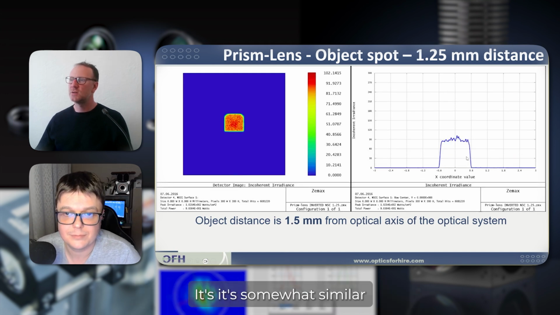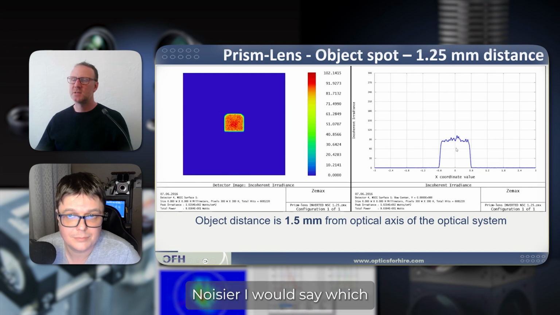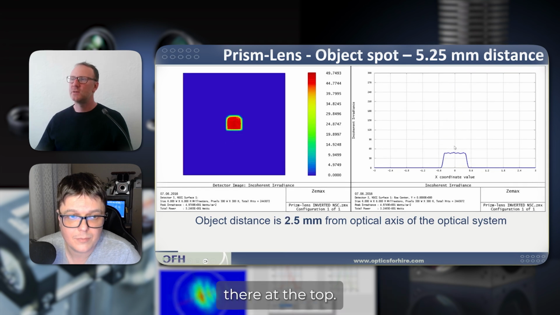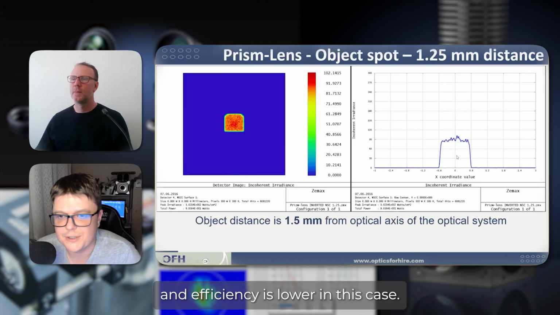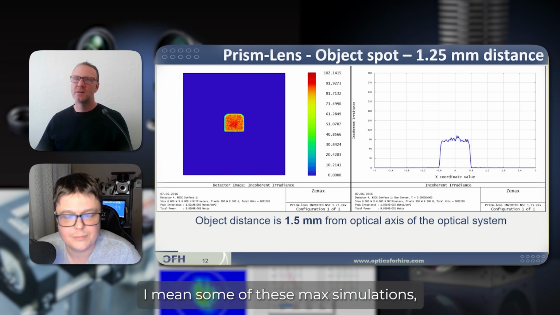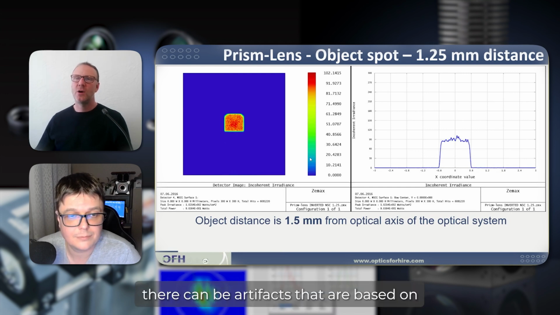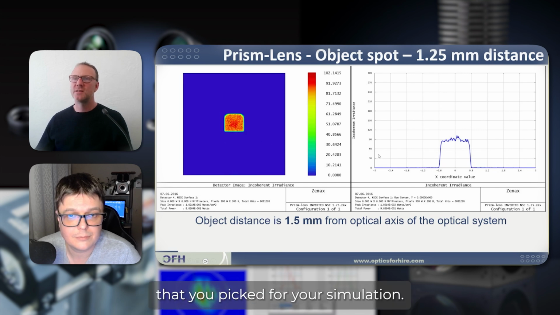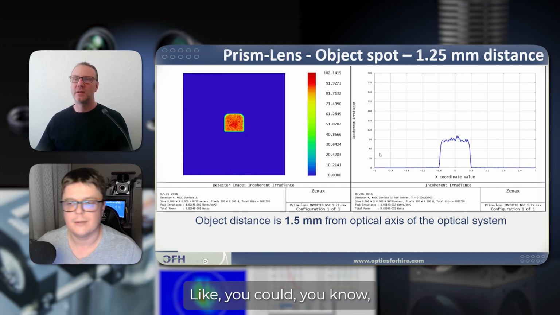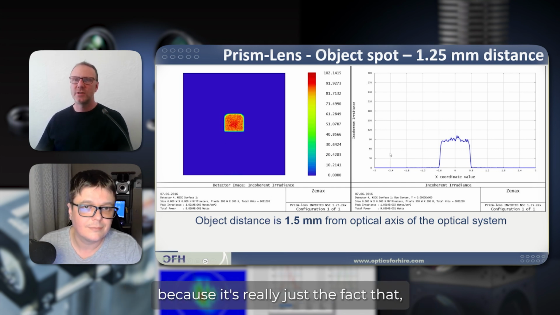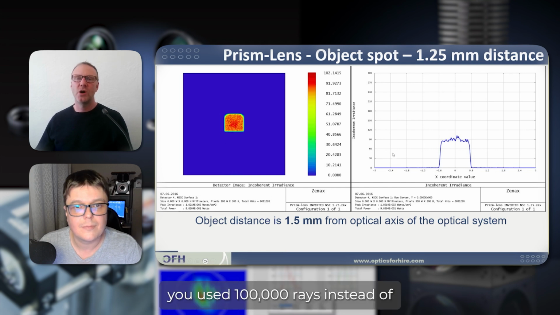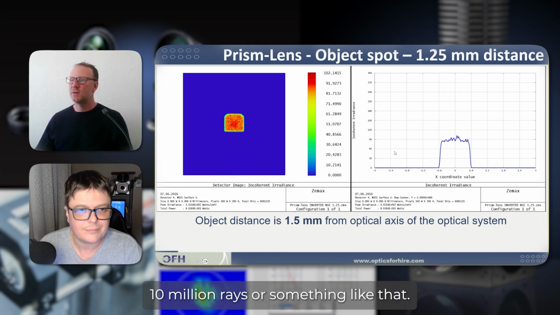It's a little noisier too. It's somewhat similar, but a little bit noisier, I would say, and I don't know if we have an explanation of that. Do you recall why it might have been noisier there at the top? Probably because a smaller amount of rays reached the sensor, and efficiency is lower in this case. And with some of these Zemax simulations, there can be artifacts based on the number of rays you picked for your simulation, right? You have to know when to ignore noise, because it's really just the fact that you used 100,000 rays instead of 10 million rays or something like that.